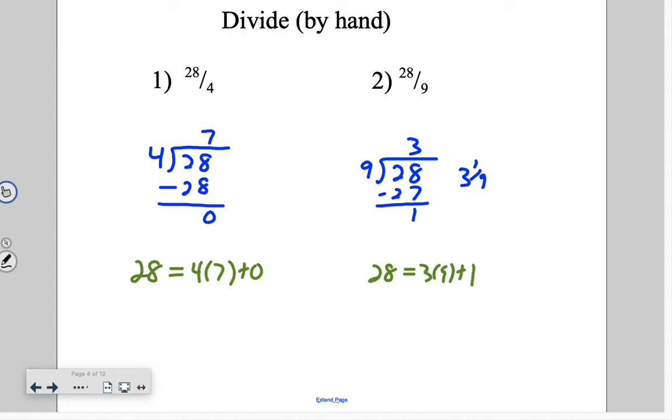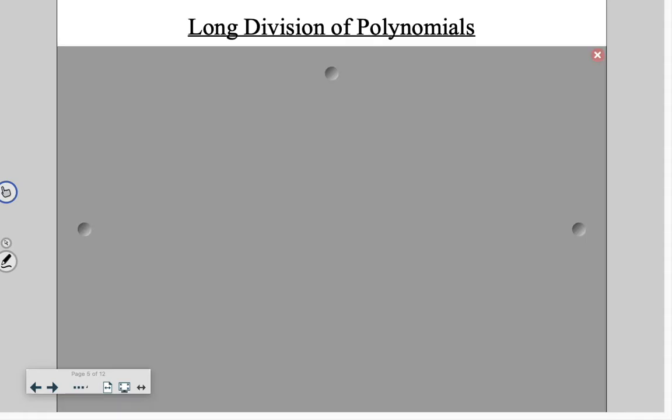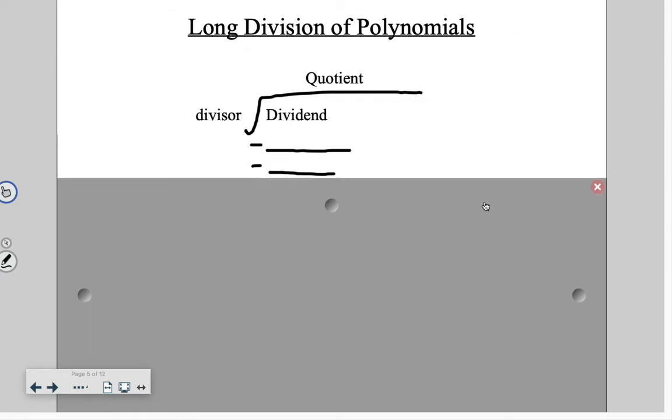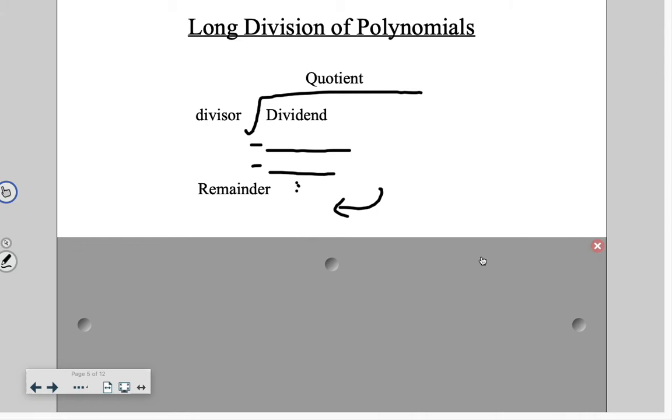That's your process. Here's a little bit more formal. Here's where you should start taking notes now, and then we'll get into some examples so you can see it at work. Here's the general layout of the process right there. A little bit of vocabulary here as well.